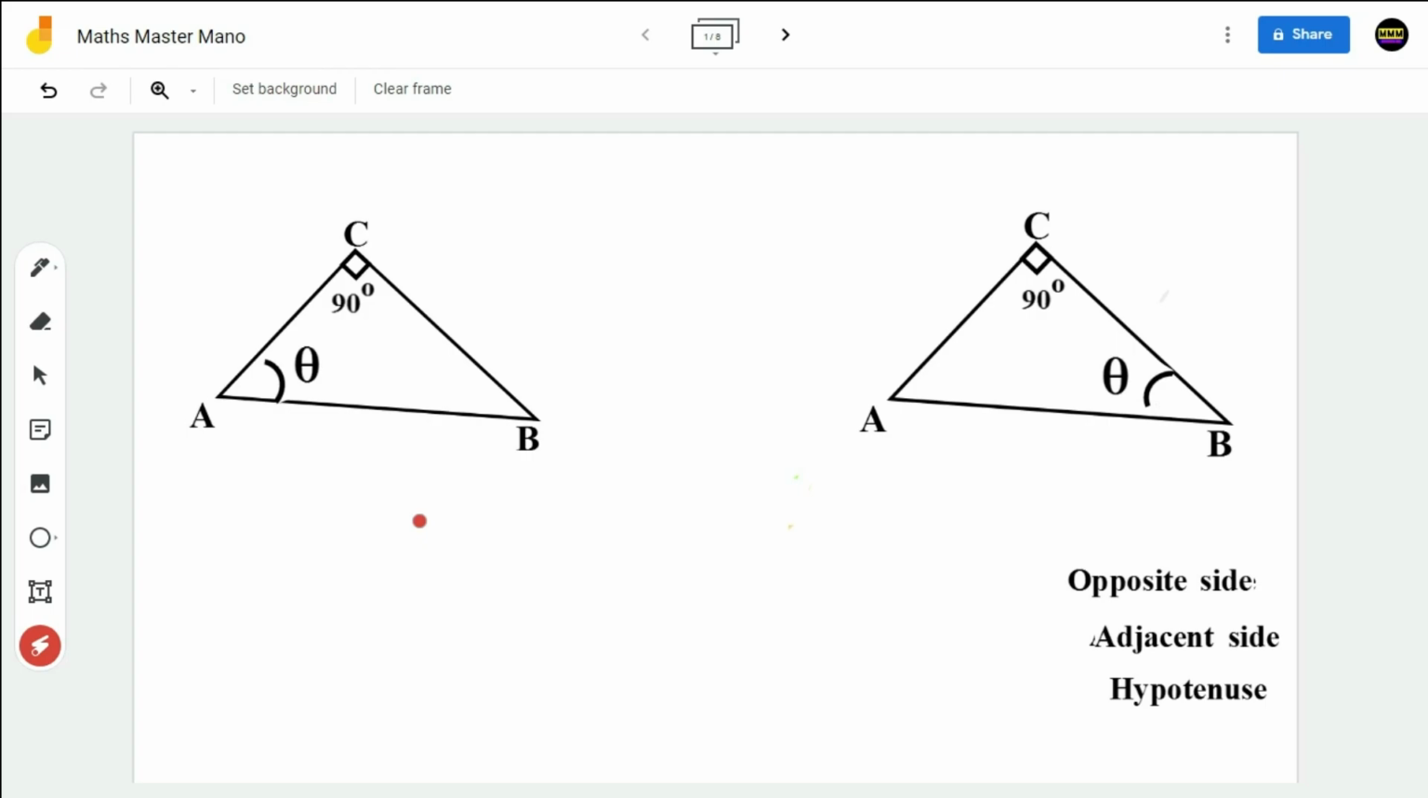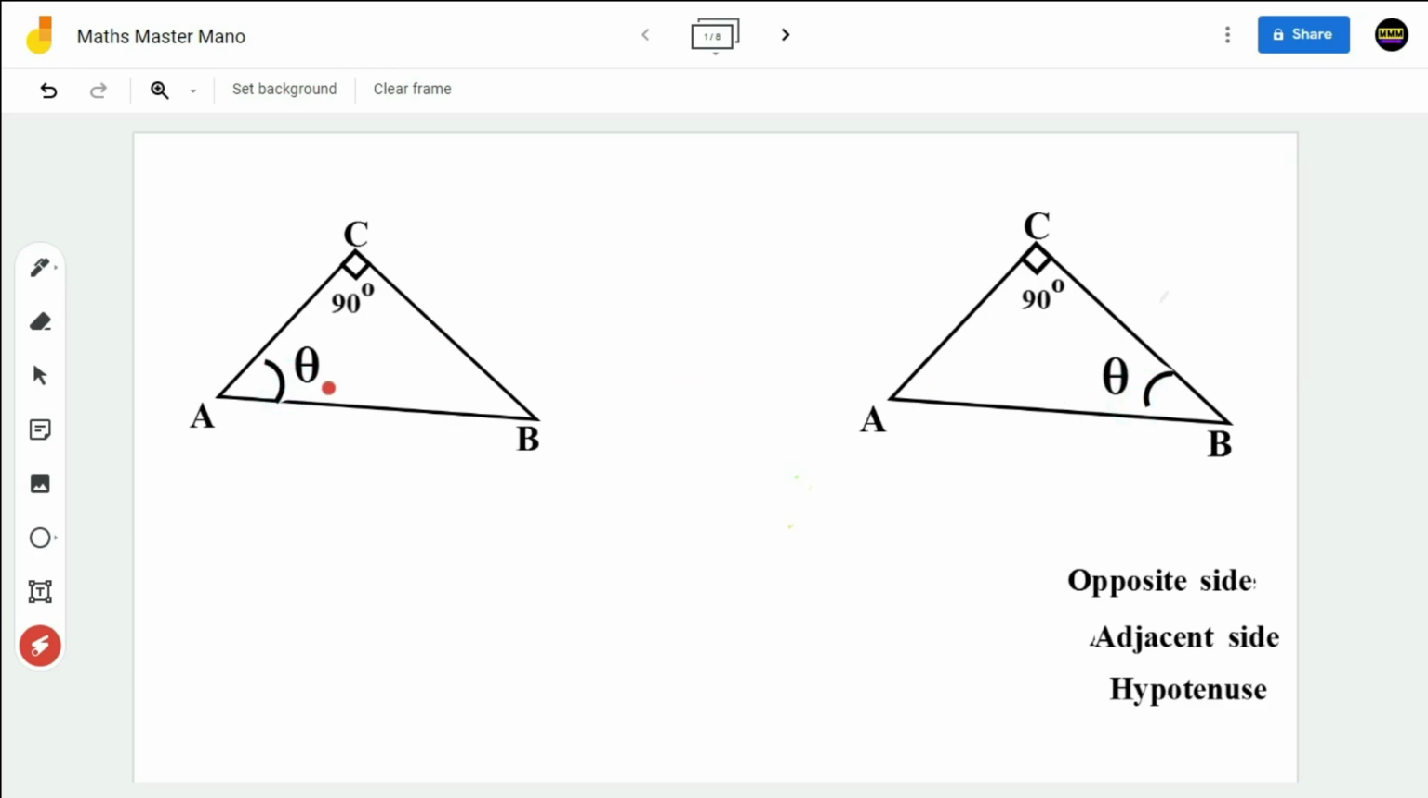To avoid the confusion in naming the sides of the right angled triangle, let us name the sides for these two right angled triangles. In the first triangle, the theta is at A. In the second triangle, theta is at B. In the first triangle, angle ACB is 90 degree. In the second triangle also, the angle ACB is 90 degree. But in the first triangle theta is at A, in the second triangle theta is at B.